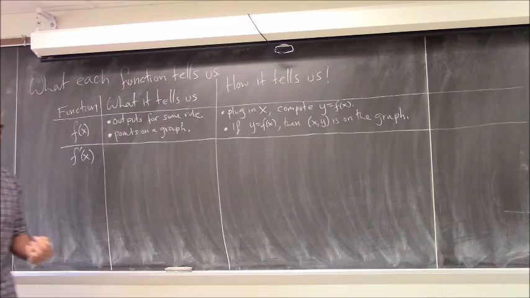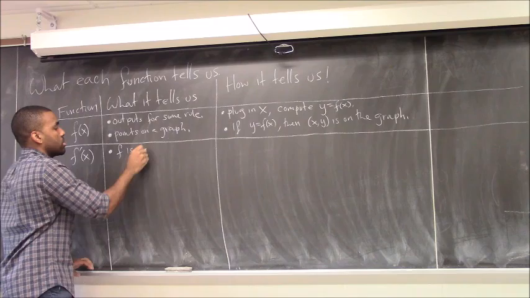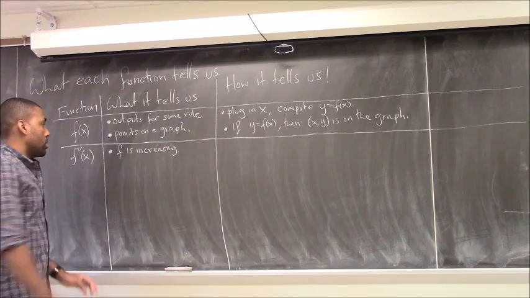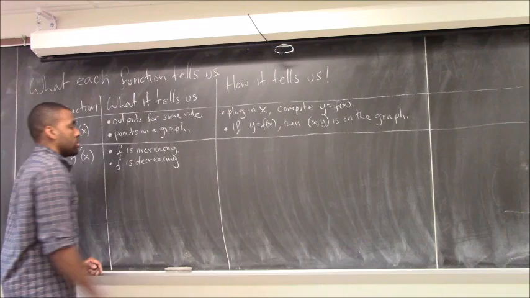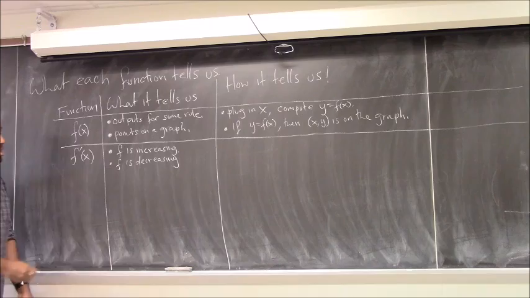The information that the derivative gives us is it tells us if f is increasing, meaning, is our function going up as you move from left to right? It can tell us if f is decreasing, going down from left to right, or whatever quantity we're measuring is getting bigger or smaller. That's what the derivative will tell us. It can also tell us about maximums and minimums.